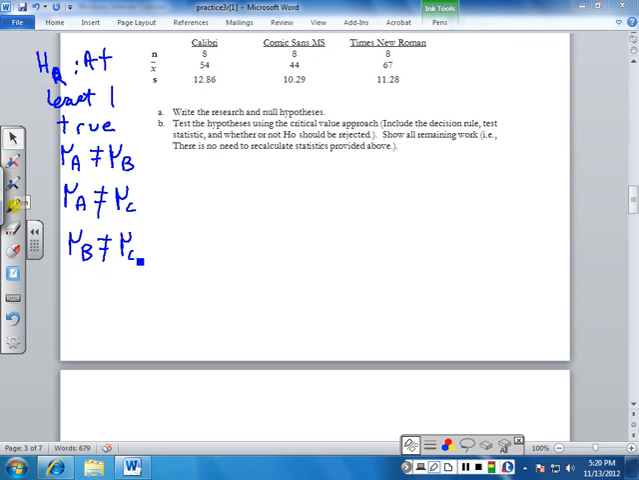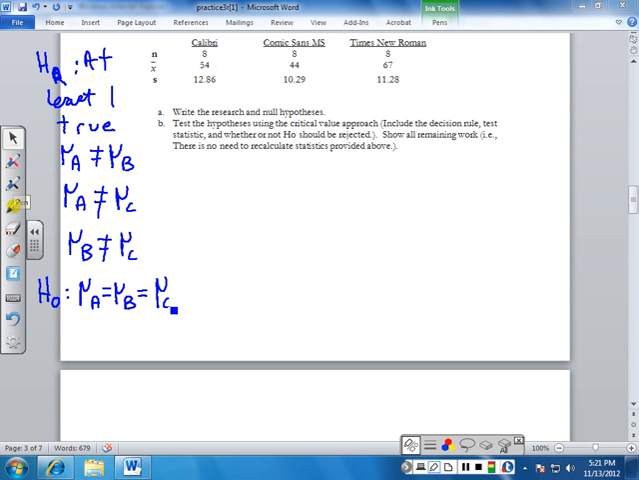And H0 would be that mu A is equal to mu B, is equal to mu C. So the hypotheses on ANOVA are always exactly the same. At least one difference between pairs of population means, or they're all equal. And I'll only give you the 3 sample case, so it's going to be just exactly like this.